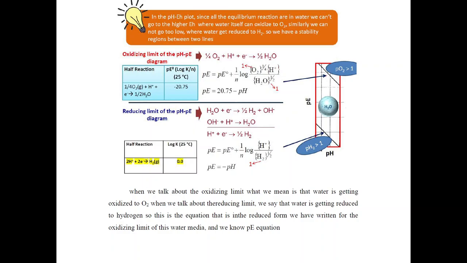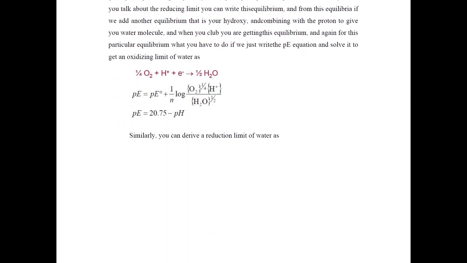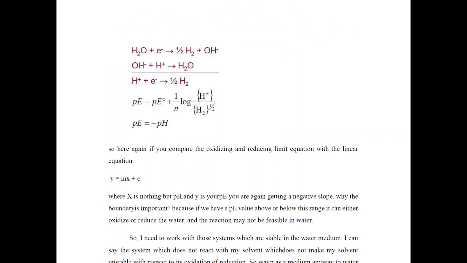Oxidizing limit of the pH-pE diagram: 1/4 O2 plus H+ plus e- giving half H2O. pE equals 20.75 minus pH. pE equals pE naught plus 1 by n log of O2 raised to 1/4, H+ over H2O raised to 1/2. So pE equals 20.75 minus pH.